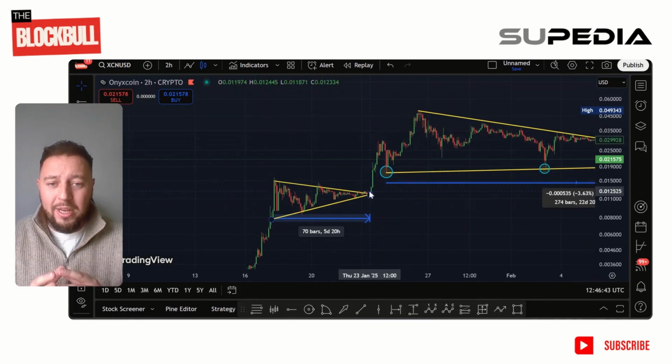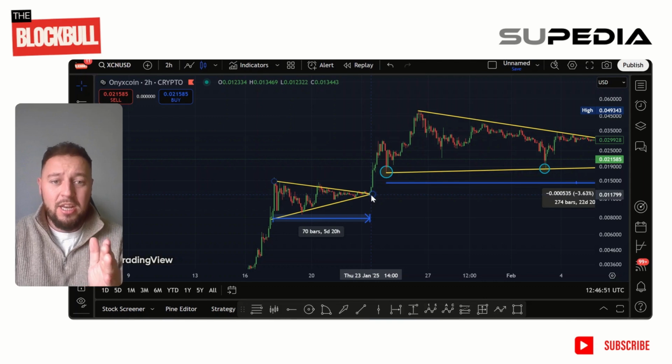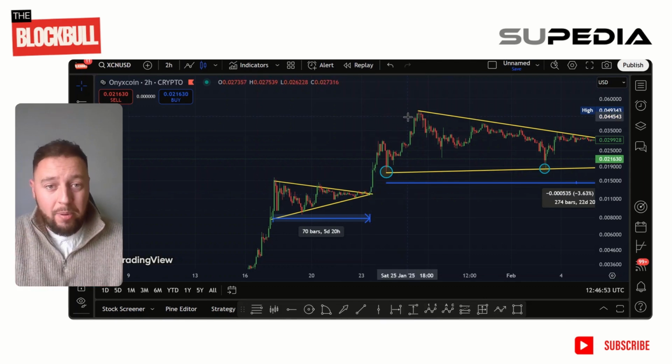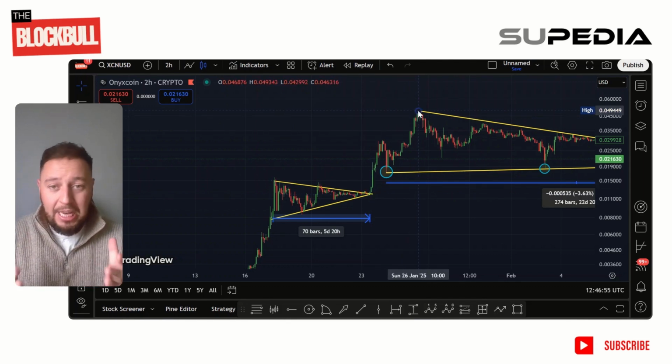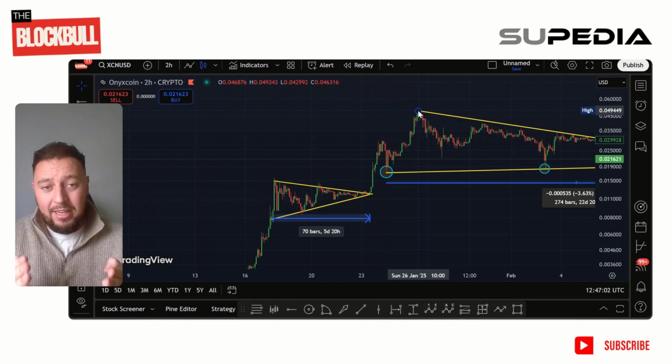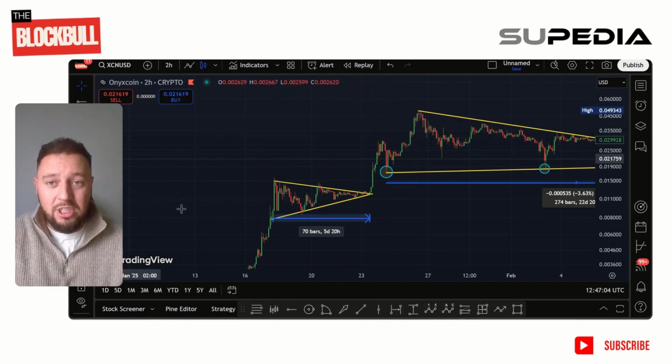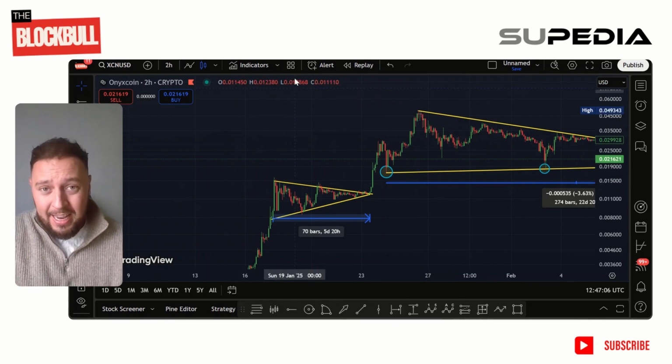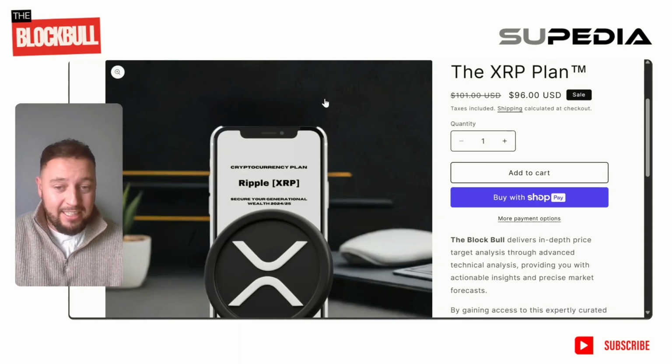Now, what you want to know as an Onyx coin XCN investor is how long it takes to go from the tip of that apex up until the top of this move. If you knew that, you'd know when to take profits. You're taking profits at an optimum time, and we all want to take profits and realize gains at the best point possible. And I use this technique in the XRP plans and the XDC plans.